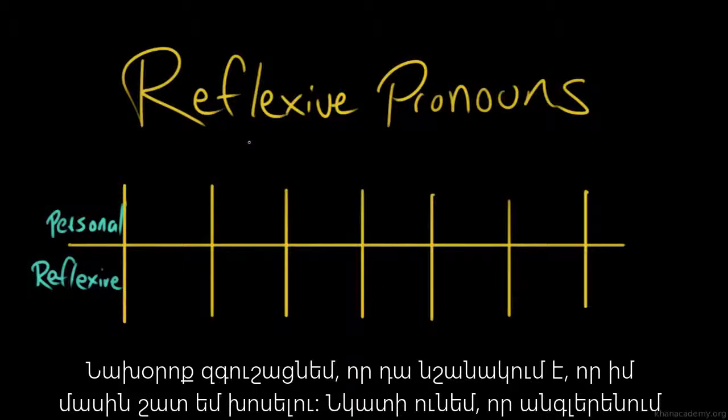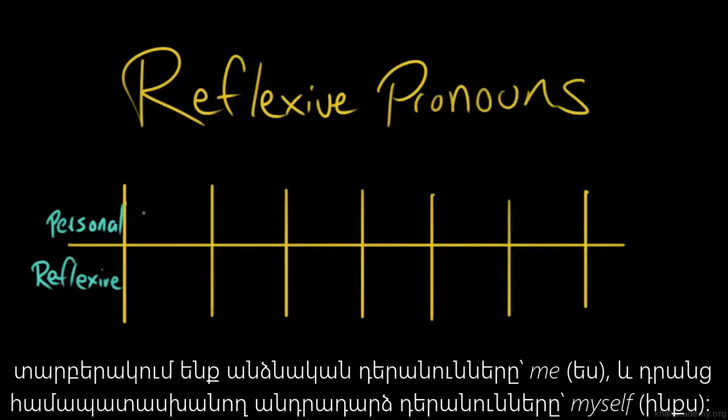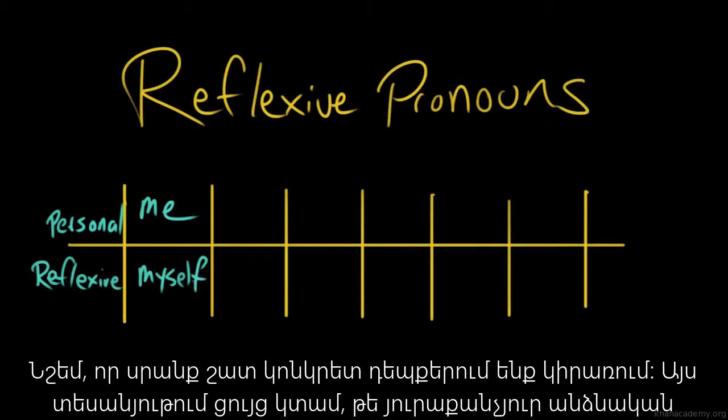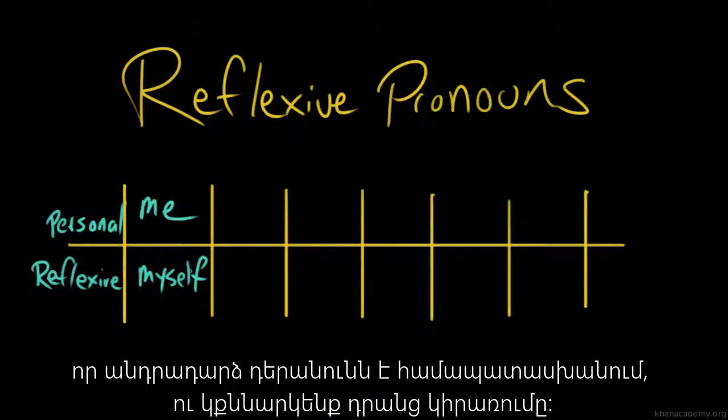talking about myself a lot. What I mean is that in English we have this distinction between the personal pronoun, so for example, me, and its reflexive pronoun, which is myself. And we use these pronouns in very specific cases. So I'm going to show you what all of those reflexive pronouns look like, contrasted with their personal pronoun forms, and then we're going to talk about how we use them.